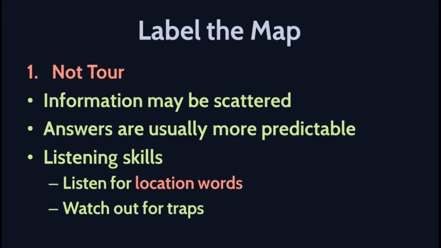In this case, you want to listen for location words. Remember, the answers are scattered, or the information is scattered around the map. So they're going to have to tell you northwest corner, next to the library. They're going to have to give you more location words. Right? And as always, watch out for those traps.